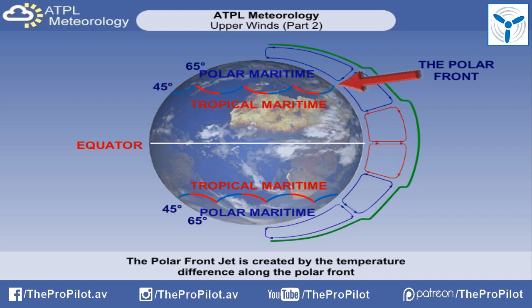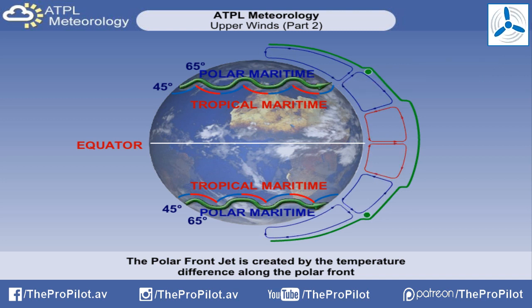To find the direction, just use the laws we've already studied. In the northern hemisphere with your back to the wind, the cold polar maritime air will be on the left. Therefore the polar front jet will run approximately westerly. In the southern hemisphere, the law says that with your back to the wind, the cold air is to the right. The polar front jet stream here will also be westerly.